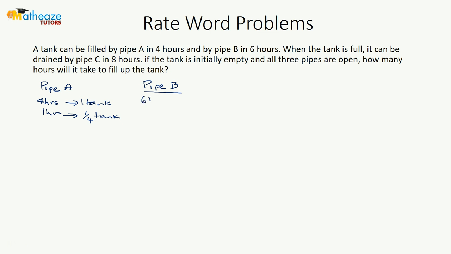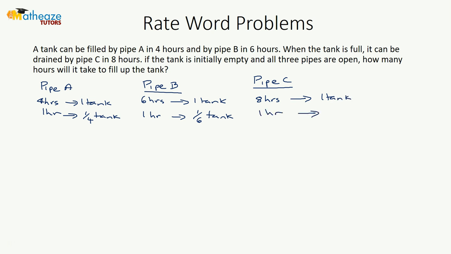Pipe B requires 6 hours to fill 1 tank. And so in 1 hour, pipe B is going to be able to fill up 1/6 of the tank. Now we have pipe C. Pay attention to what pipe C does. Pipe C is a draining pipe, so that's very important to note. So it requires 8 hours to drain 1 tank. And so in 1 hour, it can drain 1/8 of the tank.